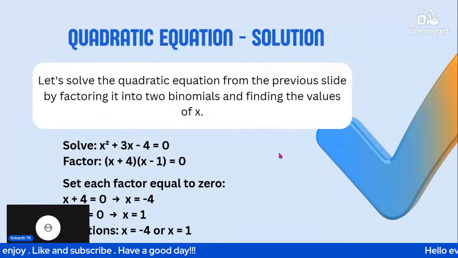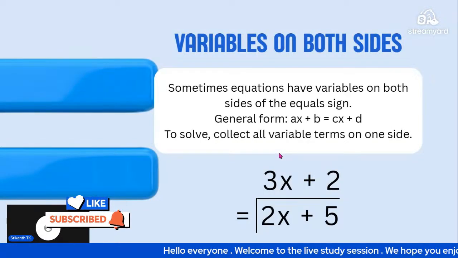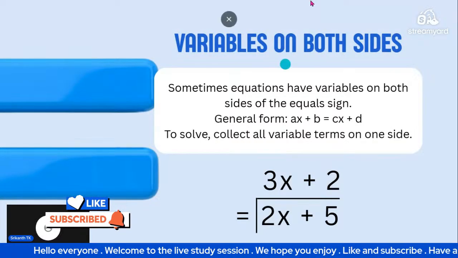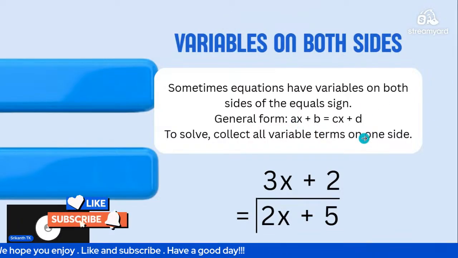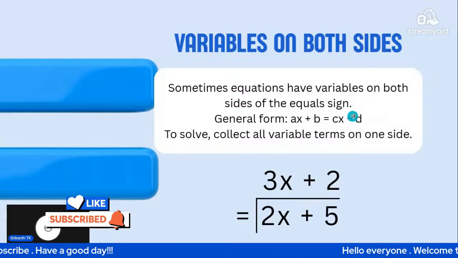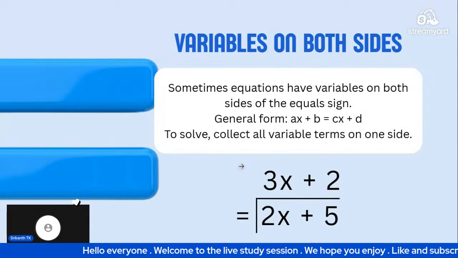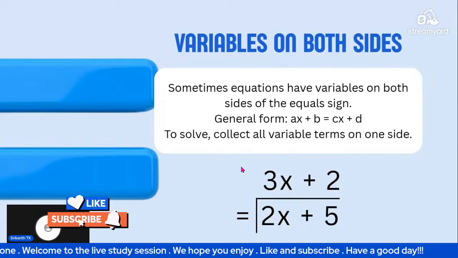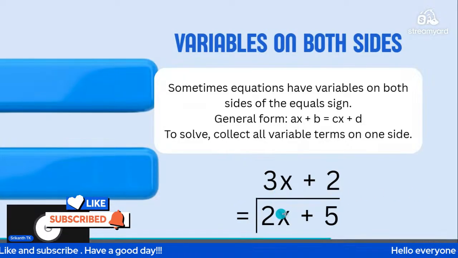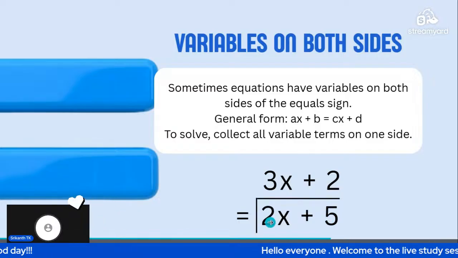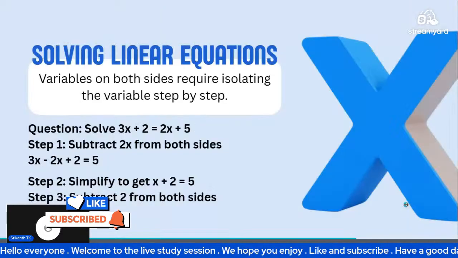Okay. So pause here, read it, and you can go. Moving on to the next. Variables on both sides. So sometimes equations have variables on both sides of the equal sign. General form is ax plus b equals cx plus d. To solve, select all the variable terms on one side and all the constants on the other side. In this case, it will be 3x plus 2 equals 2x plus 5. Put this on the other side, becomes x. This side, 3. So x.